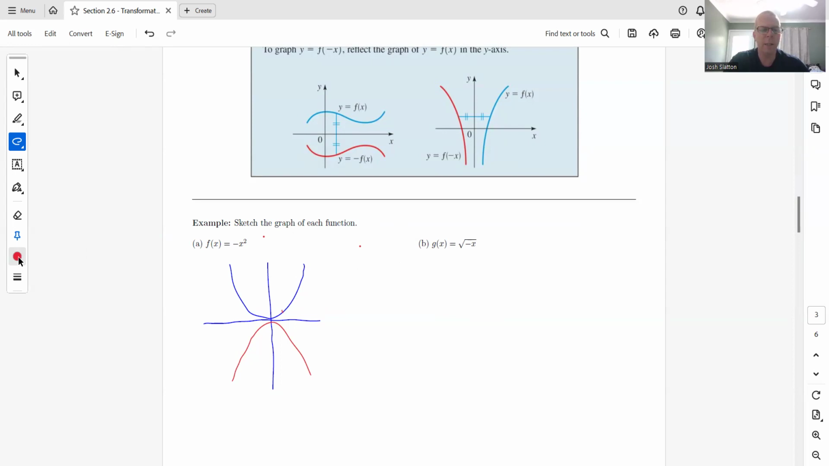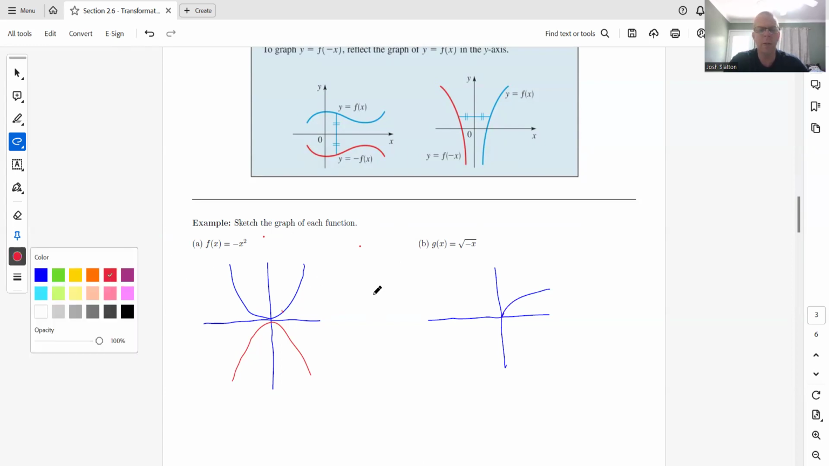All right, what about square root of negative x? So that is inside the function. Here, this negative is outside the function. This negative is inside the function. And so instead of this, we're going to reflect around the y-axis, and it is going to look like that. And it's as simple as that.